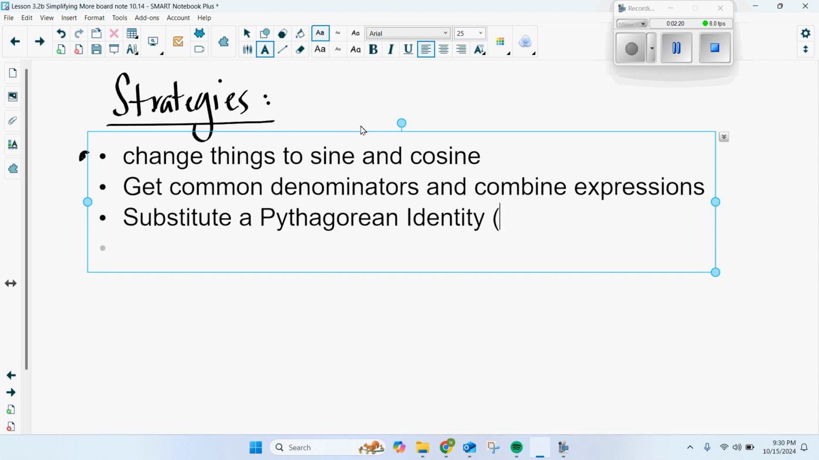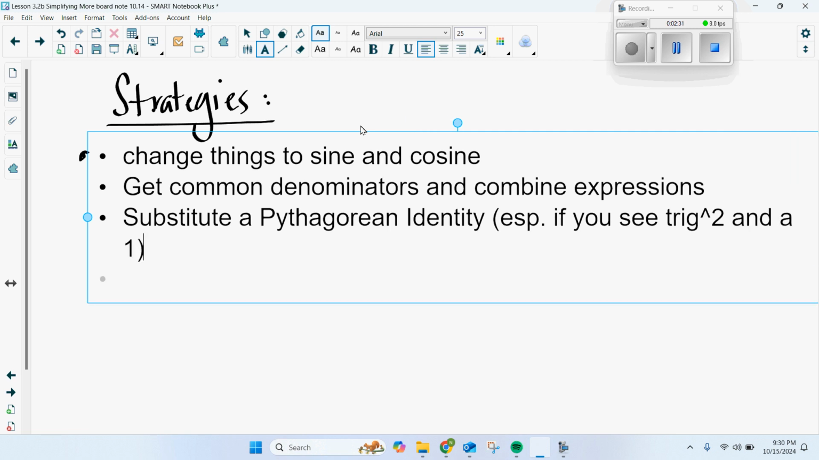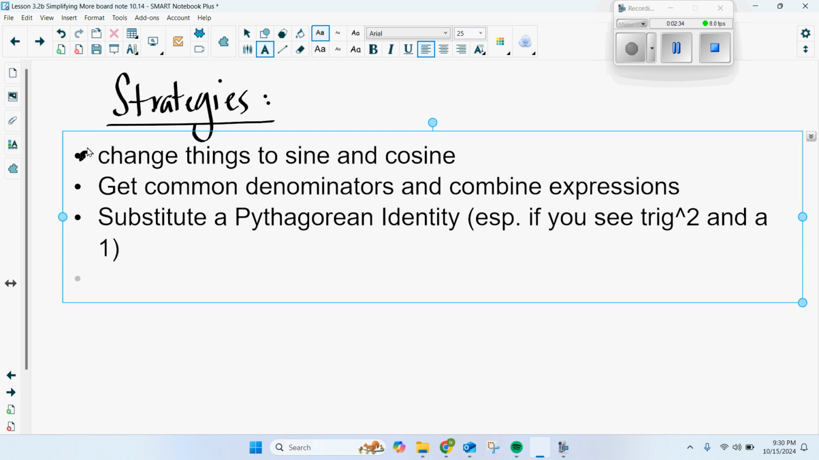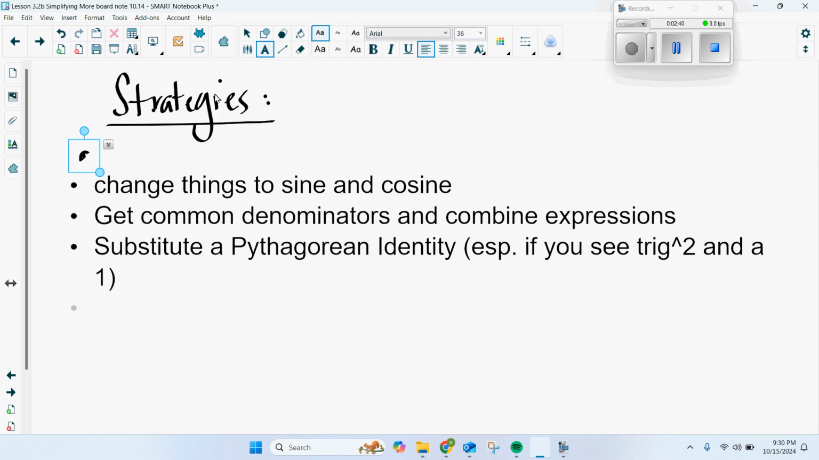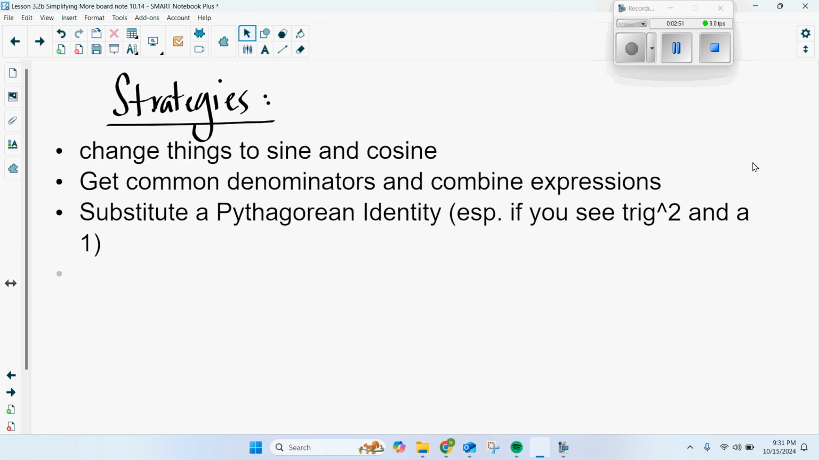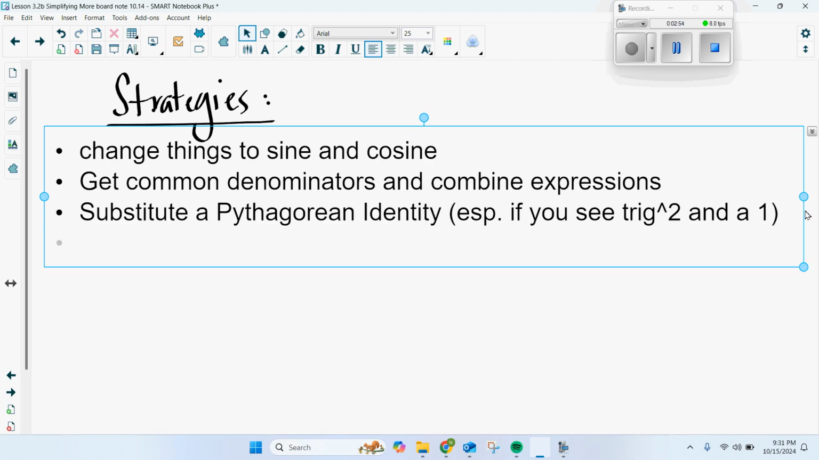So sometimes you might see a trig squared. If you see a trig squared, like sine squared, and then you also see a 1, that is a pretty good clue that you are going to need to use a trig identity. Sorry, I'm trying to make a little more space here so that this is less awkward looking. There we go. So especially if you see a trig squared and a 1, it would be a good idea to substitute a Pythagorean identity.